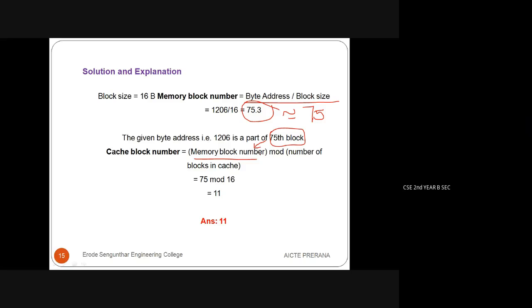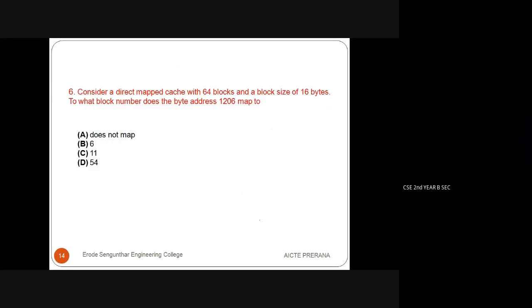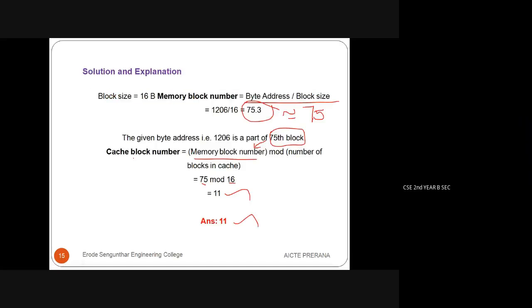Now we are substituting here. Cache block number is equal to memory block number modulo the number of blocks in cache, that is 75 modulo 64. We are getting the answer as 11. So 11 is the right answer. So option C is the right answer.